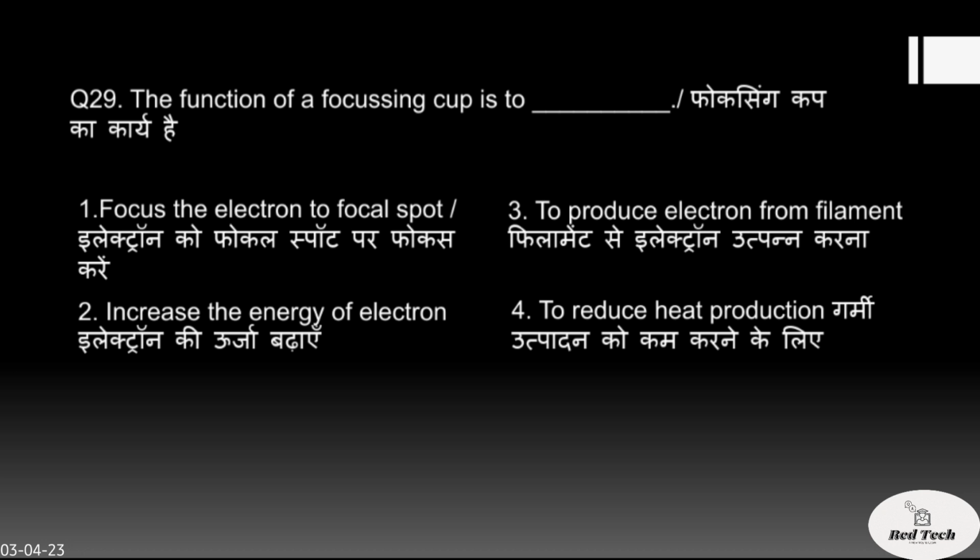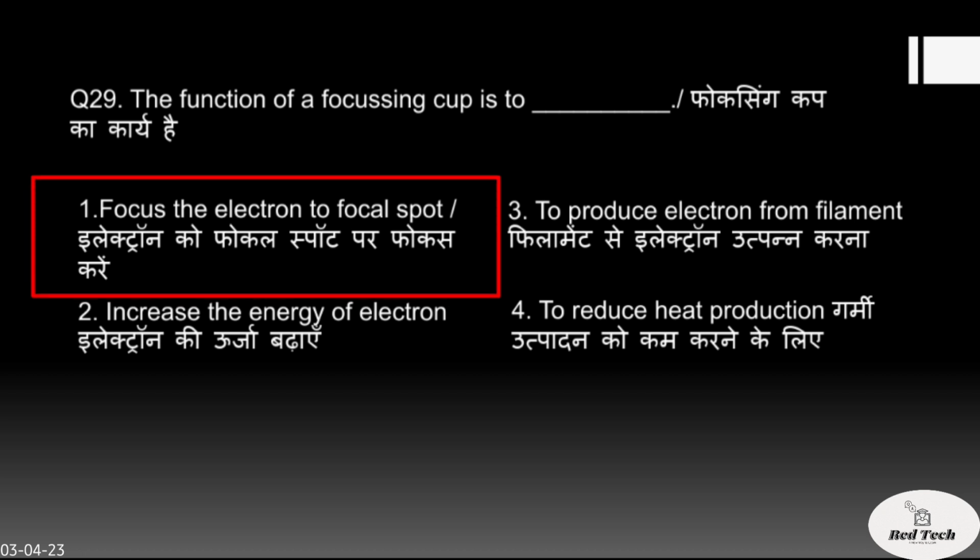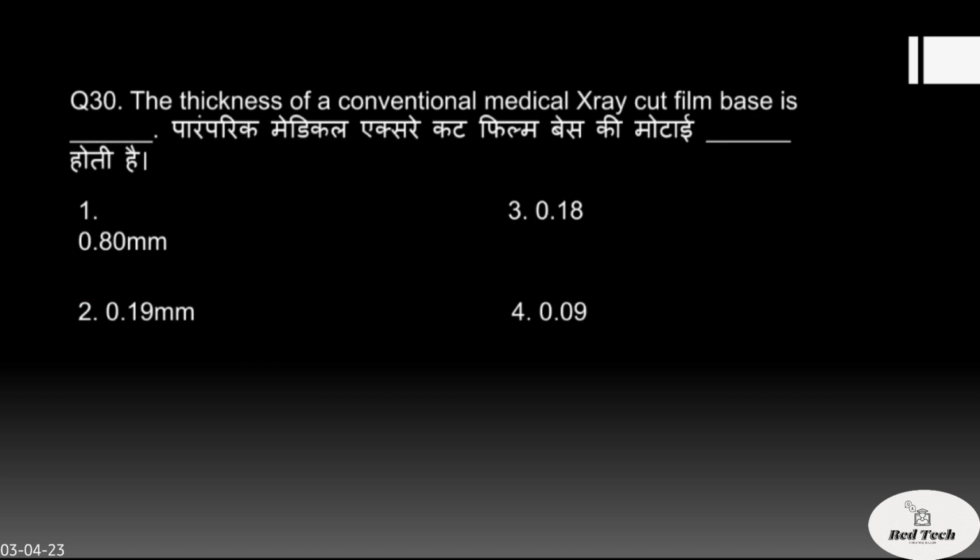And option number 3, to produce electron from filament, this is also not the function of the focusing cup, and also not the function that increases the energy of electron. So the correct option is option number 1. As you get from the name, the focusing cup's work is to focus the electron to a focal spot, or you can say converge it in a fixed area. So option 1 is the correct answer: focus the electron to focal spot.